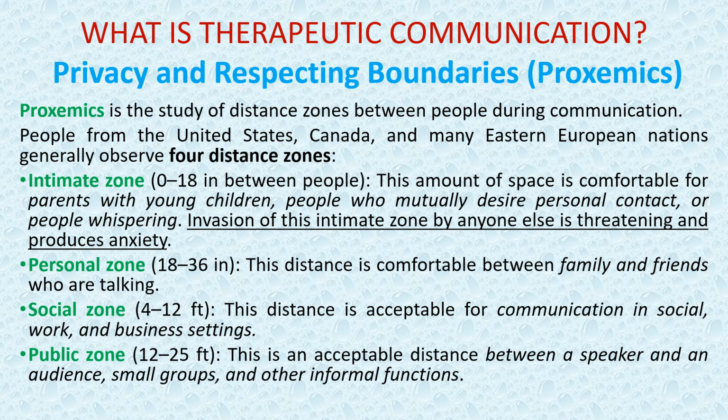So the intimate zone is for very close relationships between two people, and the personal zone is a distance comfortable between family and friends who are talking. The social zone is 4 to 12 feet. This is the distance acceptable for communication in social, work, and business settings. And the public zone is 12 to 25 feet. It is between a speaker and a large audience group or small groups.